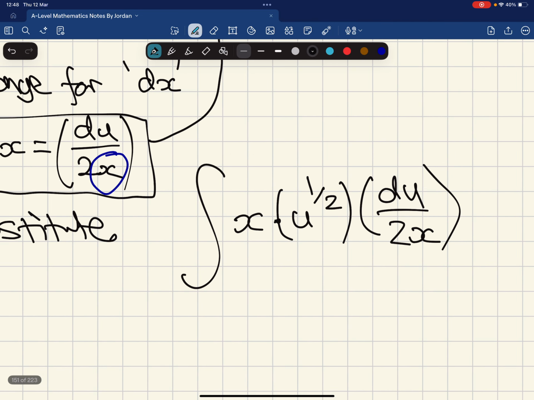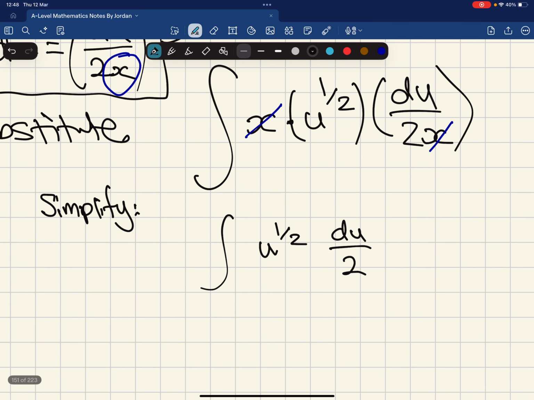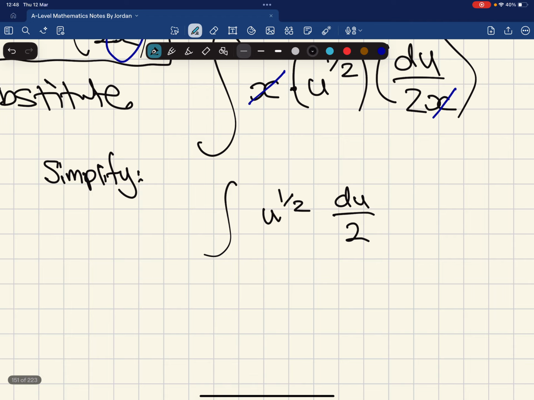Right, so let's have a look at simplifying then. You will notice that the x at the front cancels with this x here at the bottom. So let me just simplify. So that means we only have u to the half left. We have du, and then we have divided by 2. Remember, again, constants like fractions and numbers within an integral can just be pulled out of the front. So this divided by 2 is effectively a half within the integral. We can pull that out at the front, leaving us with u to the power of a half du.